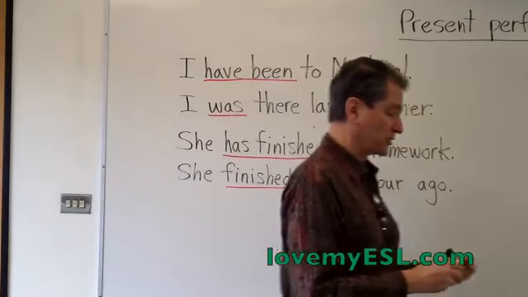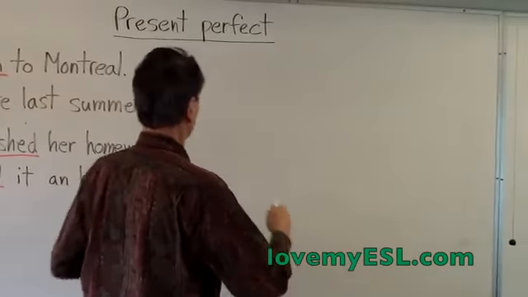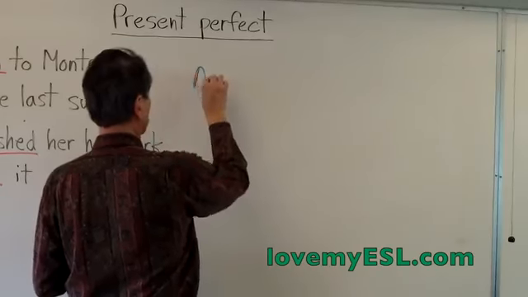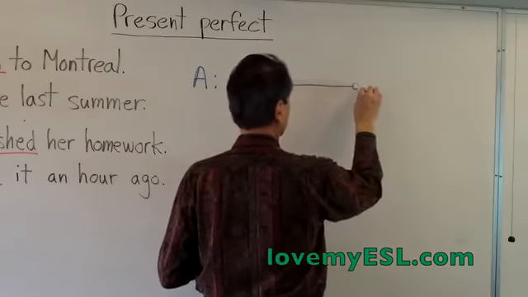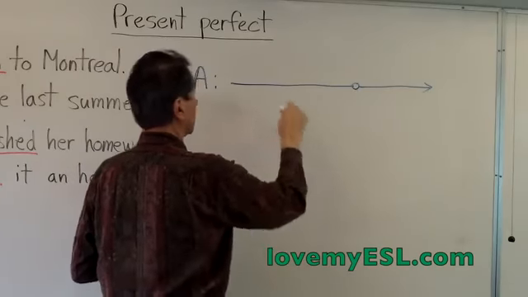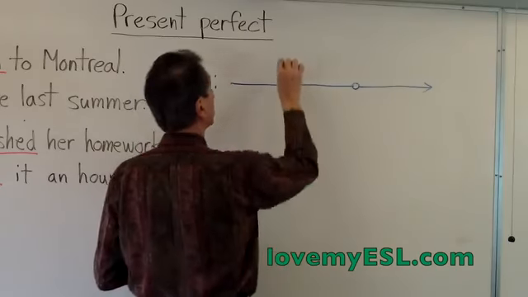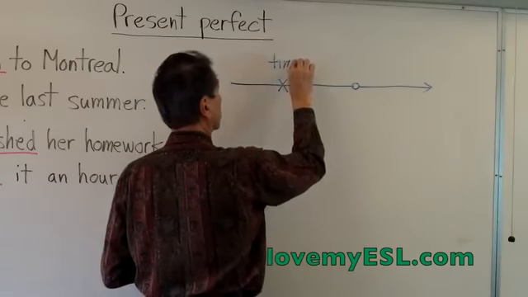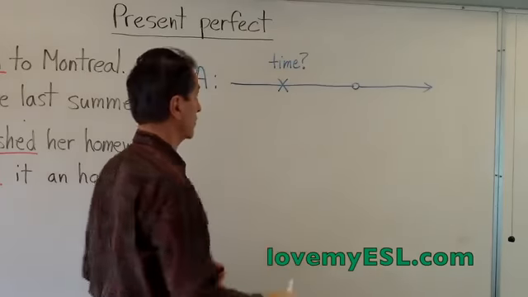Now the present perfect is used in three different circumstances. Let me illustrate here with a timeline. So I'll call the first one A, and the timeline is like this. Here's the present, here's the future, out there somewhere. The first use of the present perfect is when something happens in the past, but, as I said earlier, there is no time. So I'm going to put a time with a question mark.